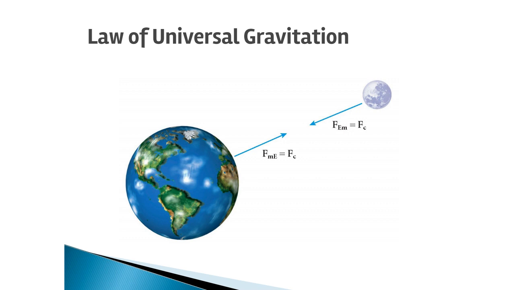So the force exerted by the moon on the Earth is going to equal the centripetal force. And the force exerted on the Earth by the moon is also the centripetal force. So those forces are going to be equal and opposite. And those forces are going to be what cause the two objects to be in rotation around each other.